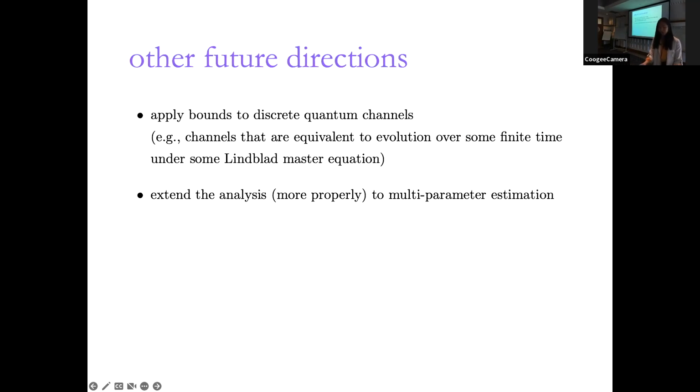Our results could also be extended by considering multi-parameter estimation problems more properly. So we consider very simple examples of multi-parameter estimation, but there are much more general scenarios one can consider. And finally, a nice thing about our results, in my opinion, is that they're very general. They don't rely on making any assumptions beyond the setting of Markovian noise, but it might be worthwhile to specialize to concrete applications and analyze actual experiments in more detail.